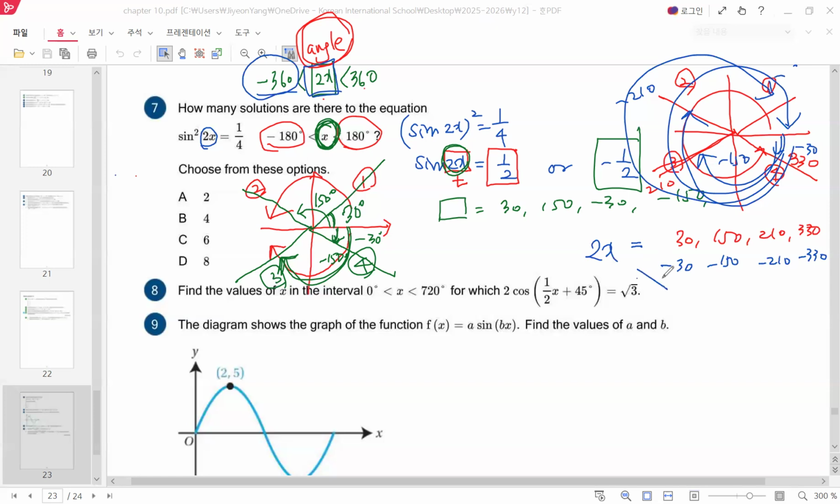So you need to find the value of x by dividing each value. 15, 75, 105, 165, negative 15, negative 75, negative 105, and negative 165 is the answer of this question. Okay. We are going to solve this type of question one more time.